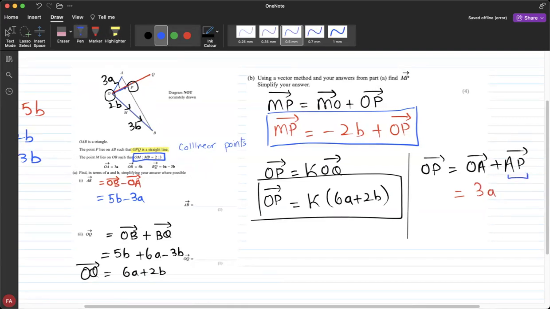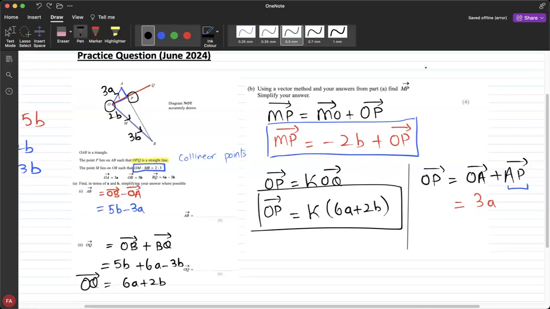But I can definitely see that AP is a straight line as well. And whenever we talk about a straight line, we can always express that as a scalar multiple. That means I can write down AP as maybe some other constant. I shouldn't take K over here because I've already taken K for OQ. So in this case, I can say that's maybe mu times AB. Mu again is a constant, so don't get confused.